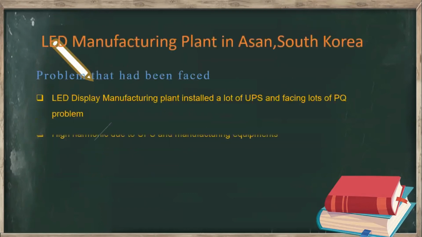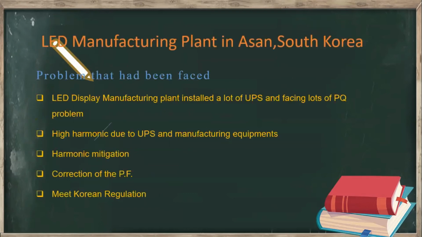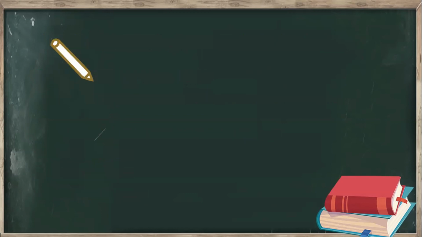And the third one, LED manufacturing plant in Asan, South Korea. Problem that had been faced: the LED display manufacturer installed a lot of UPS and faced many key problems. High harmonics due to UPS and manufacturing equipment. Harmonic mitigation, correction of the power factor, mid current regulation.